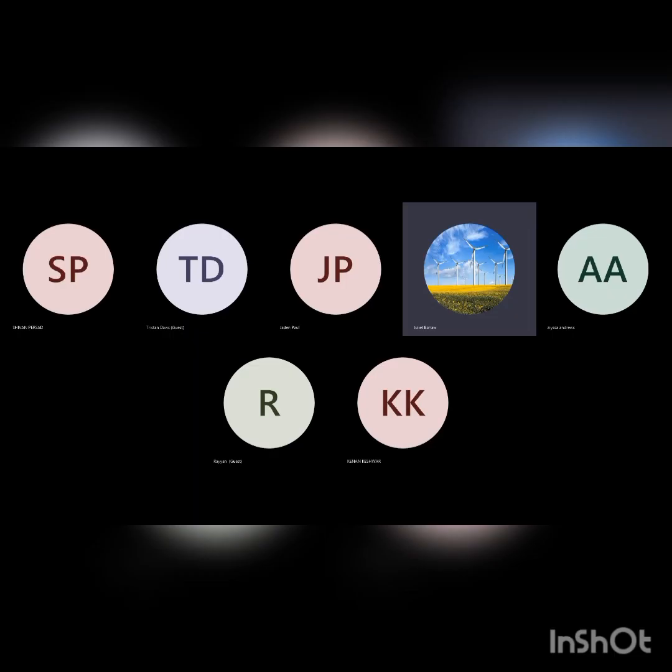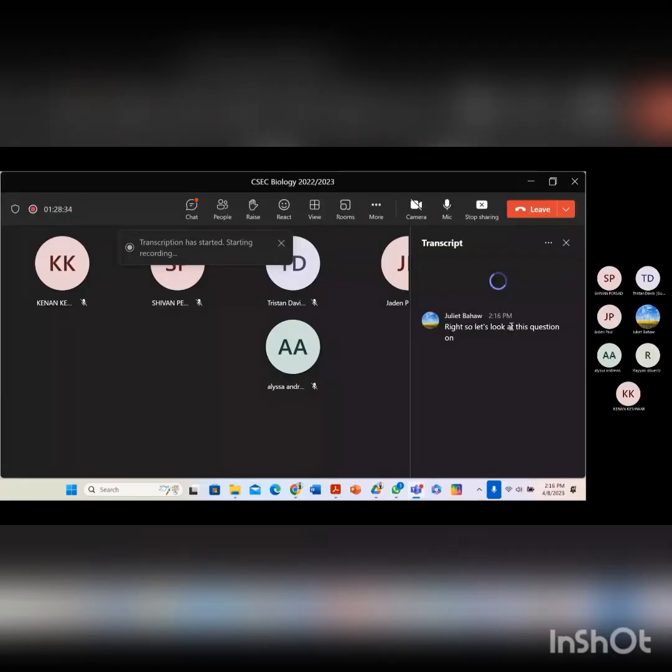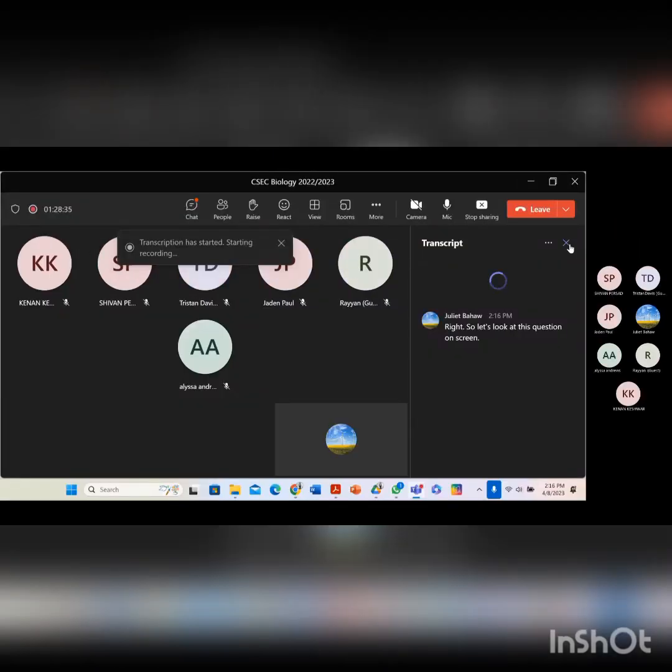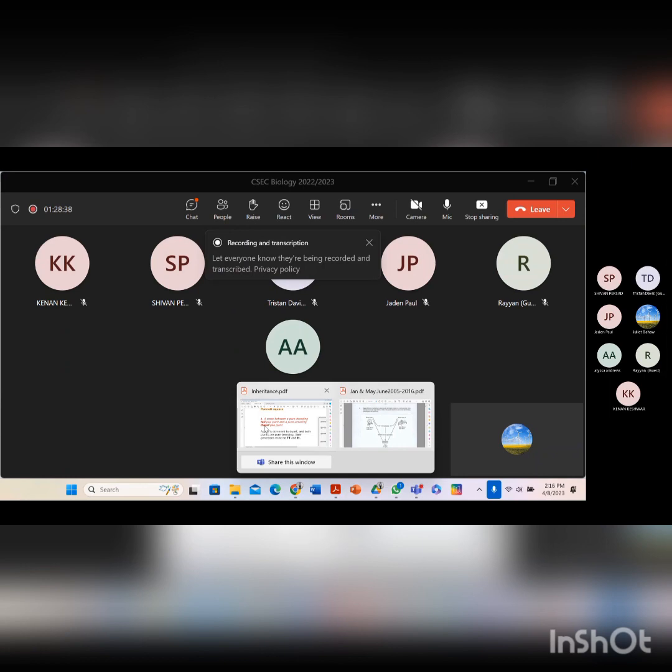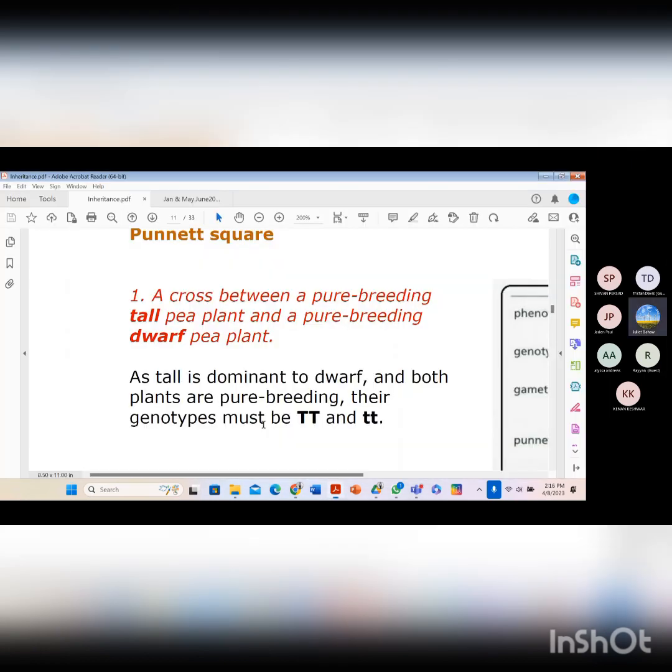Let's look at this question on screen. Ryan, can you read question 1? A cross between a pure breeding tall pea plant and a pure breeding dwarf pea plant.